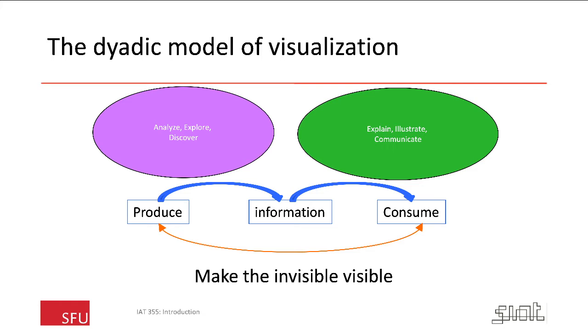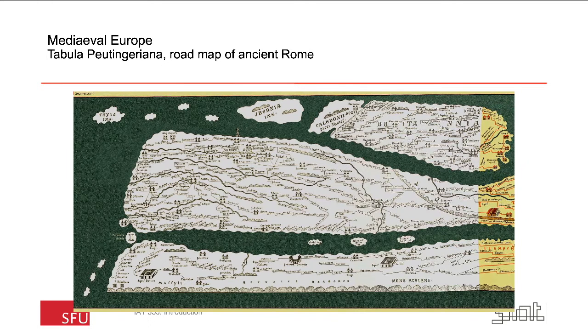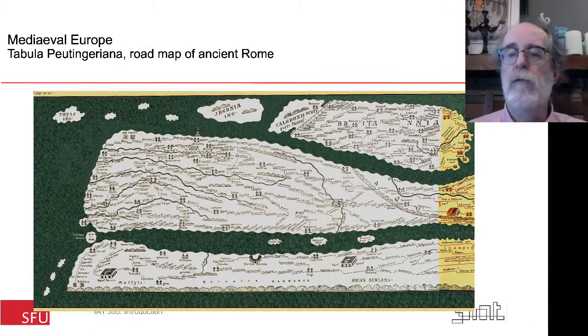And one of the things that we're really interested in throughout this course is to make the invisible aspects of what's going on in an information set visible and understandable. So this thing of making invisible things visible has been something that people have been doing for a long time. So this thing here is something called the Tabula Peutingeriana. Sorry, I can never pronounce this. And what it is, is a roadmap of ancient Rome.